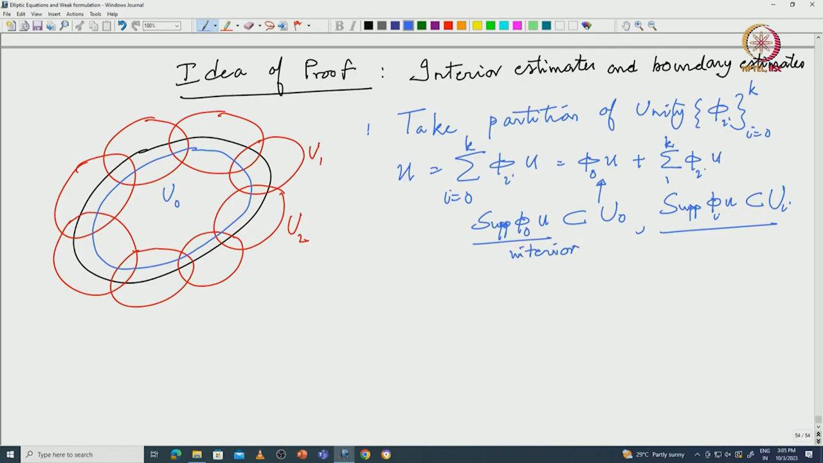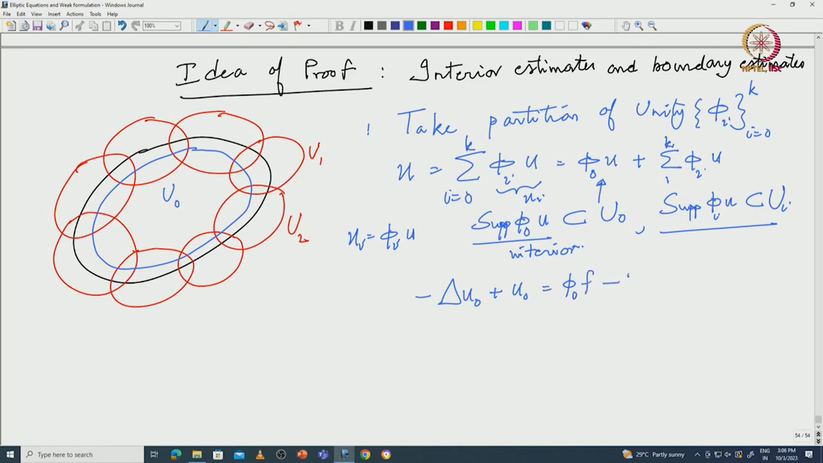Interior, you see, that's what I say. And you write an equation, and I call this function u_i. u_i is your phi_i u. And you define, so you can actually see that minus the Laplacian of u_0 plus u_0 is equal to phi_0 of f. You can compute this.